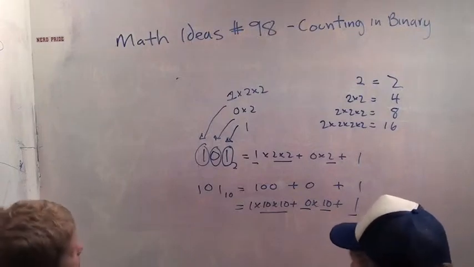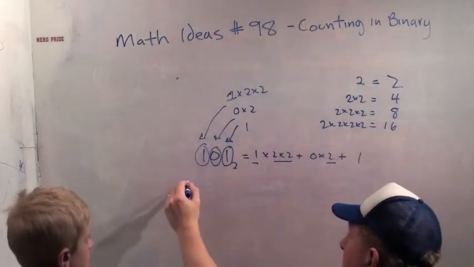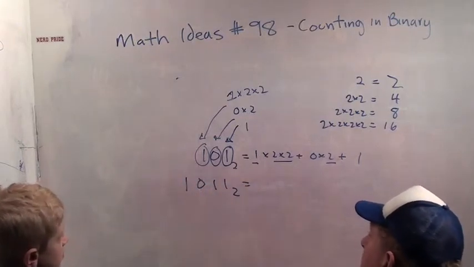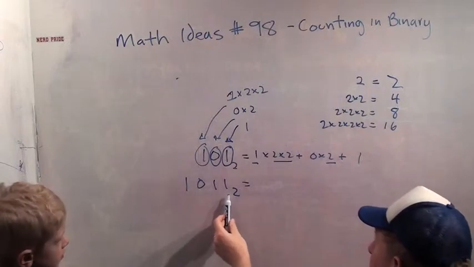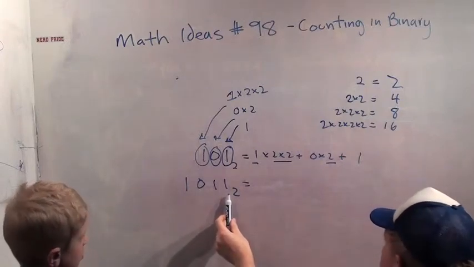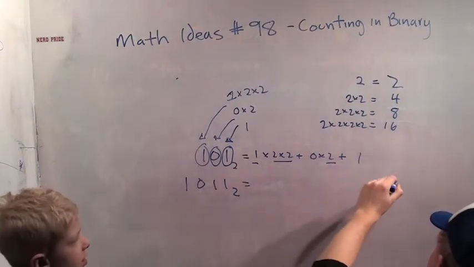Okay? So what about this number? Can you just tell me what this number is? 1, 0, 1, 1 in base 2. What does this represent here, this 1? This one represents the tens place. No, the ones. This is 1.